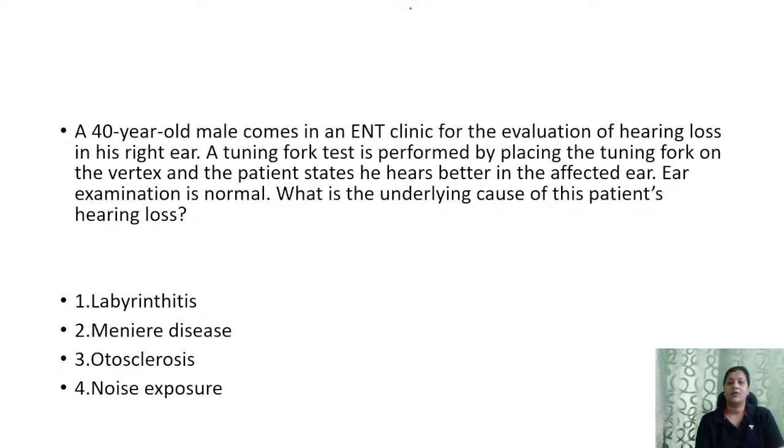A 40-year-old male comes to an ENT clinic for evaluation of hearing loss in his right ear. A tuning fork test is performed by placing the tuning fork on the vertex. The patient hears better in the affected ear. Examination is normal. What is the underlying cause of this patient's hearing loss? Is it labyrinthitis? Is it Meniere's disease? Is it otosclerosis? Or is it noise exposure? I'm waiting for the answers from your end.